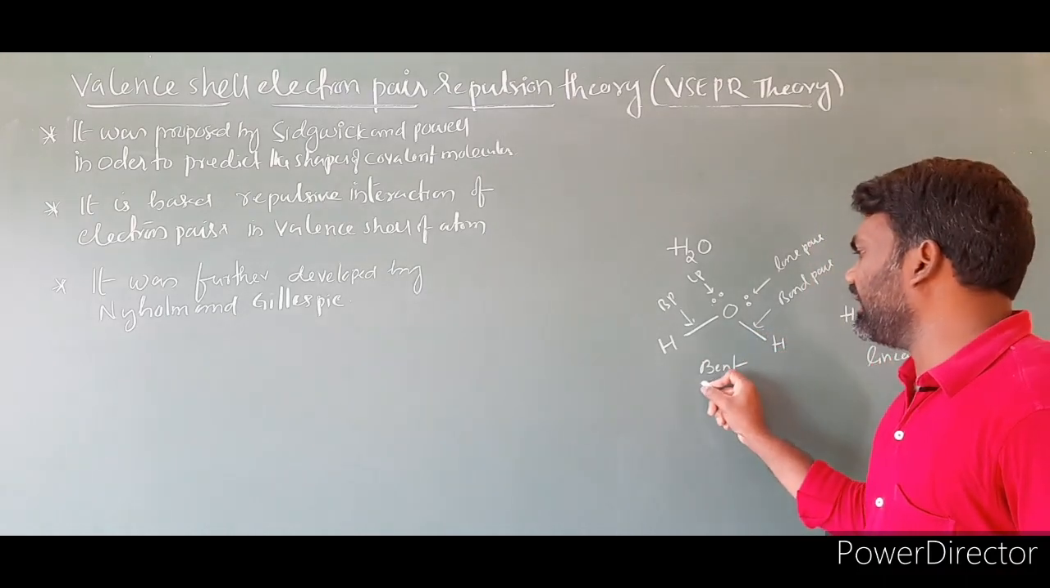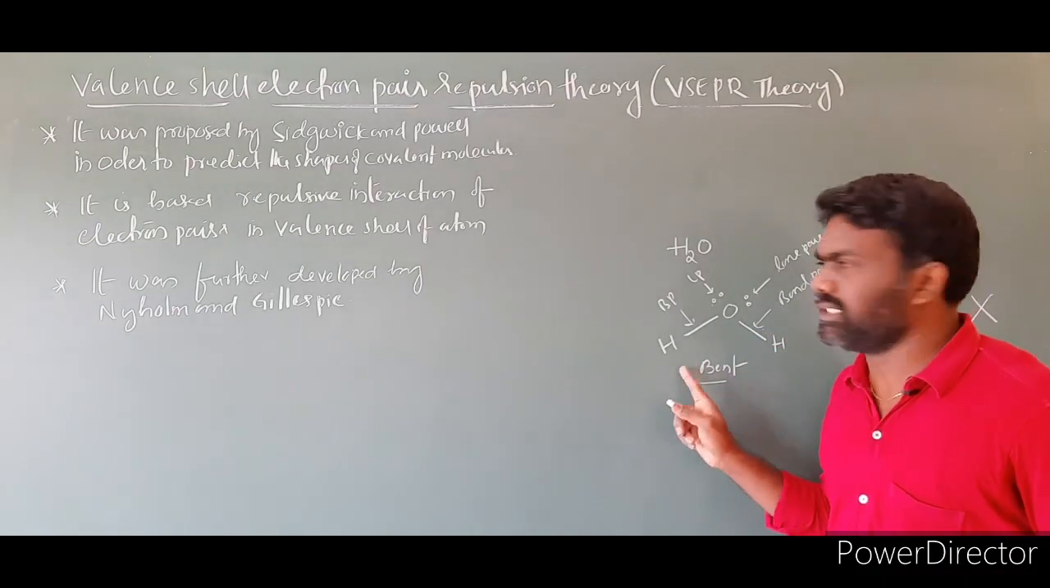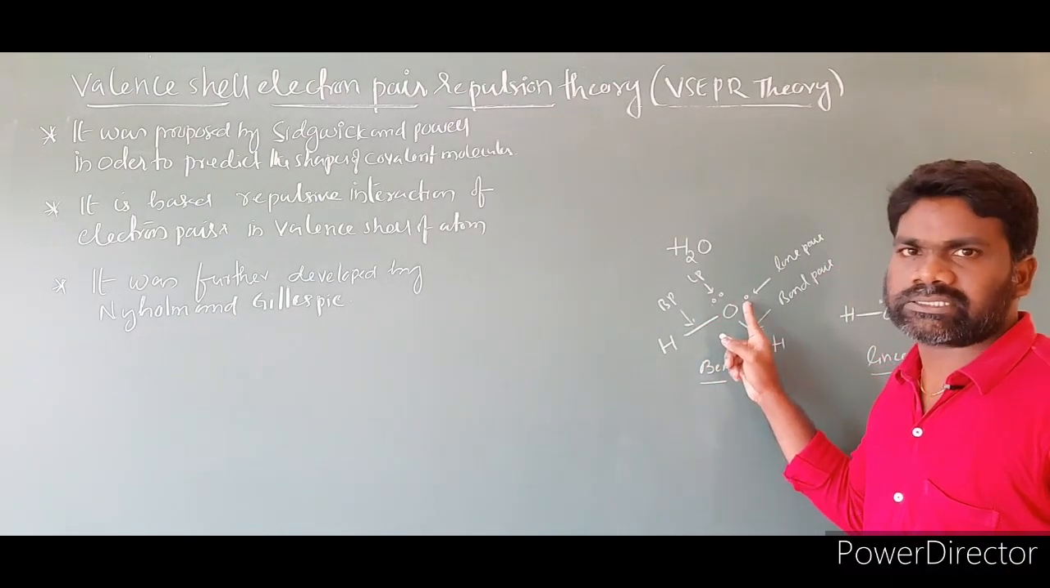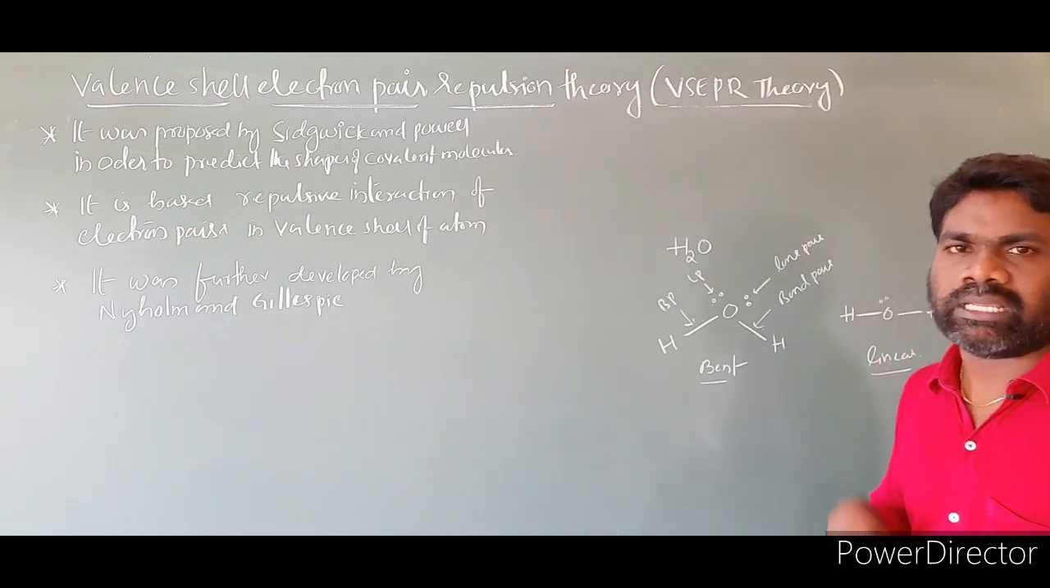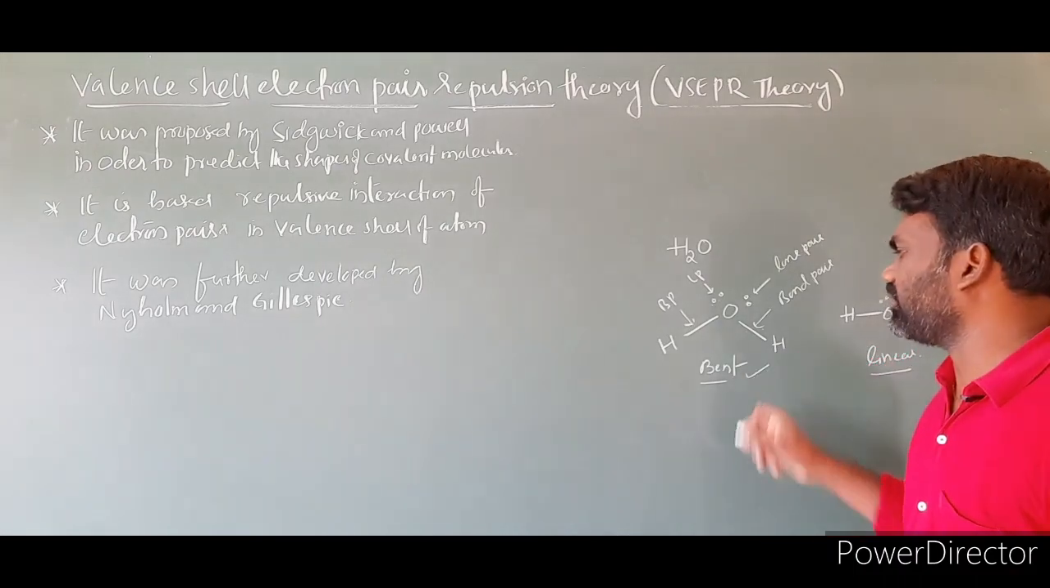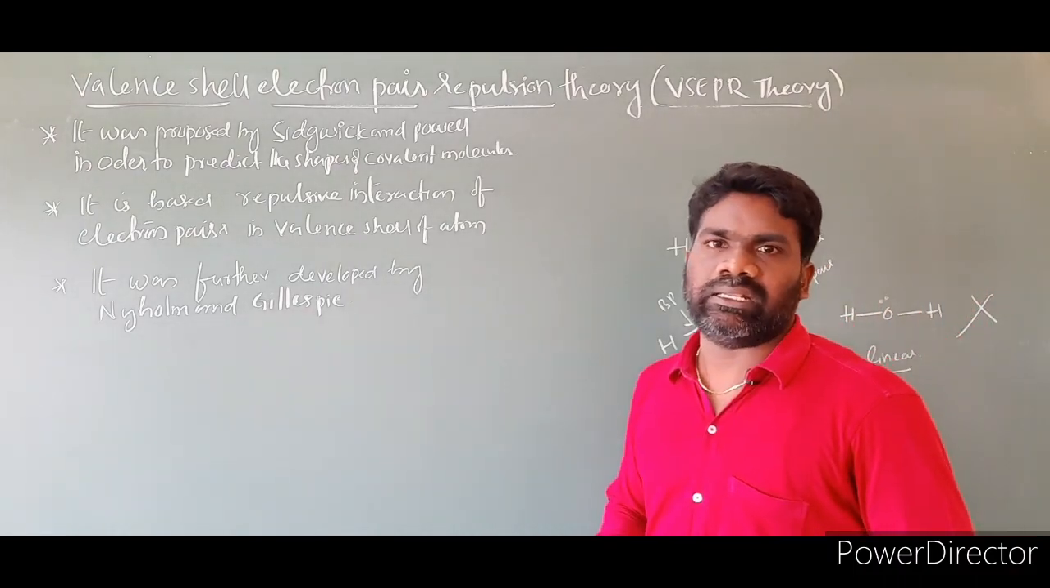So the water molecule is written as bent, not linear, because the lone pairs and bond pairs, all these electron pairs, will repel one another. As a result, we have to take the structure of the water molecule as bent, not linear.